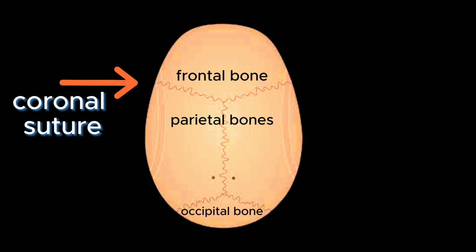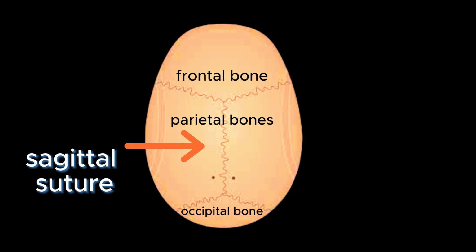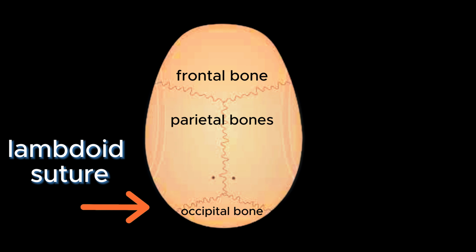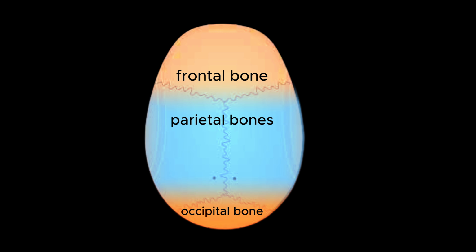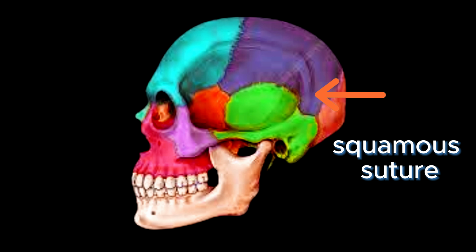The primary sutures in the skull include the coronal suture, a joint separating the frontal bone from the parietal bones; the sagittal suture, a joint between the two parietal bones of the skull; the lambdoid suture. It separates the occipital bone from the parietal bones; and lastly, the squamous suture. It separates the parietal and temporal bones.